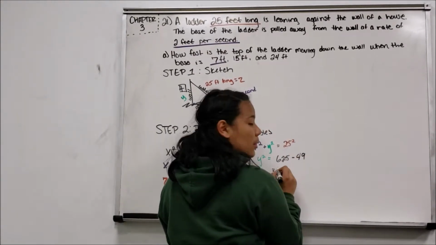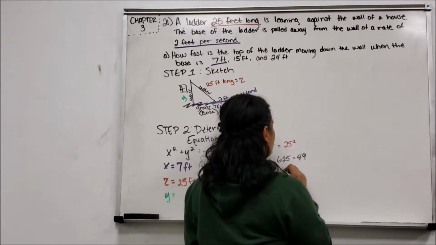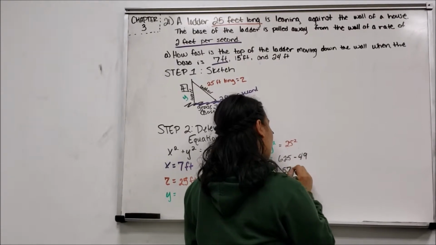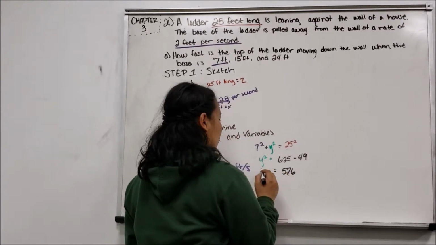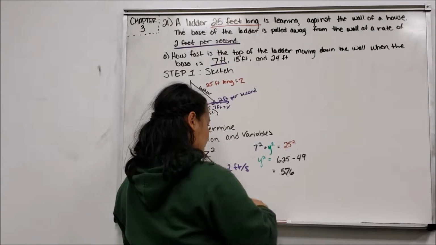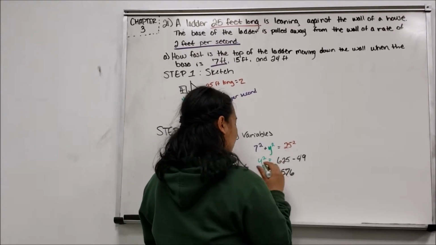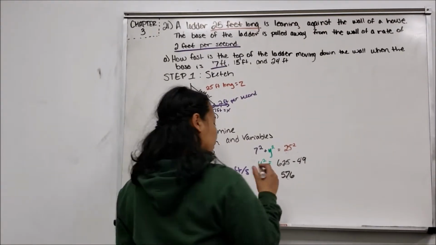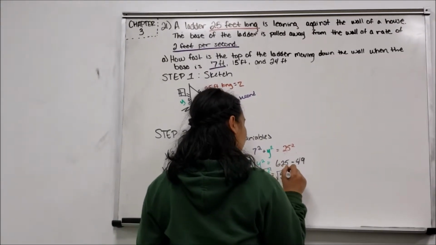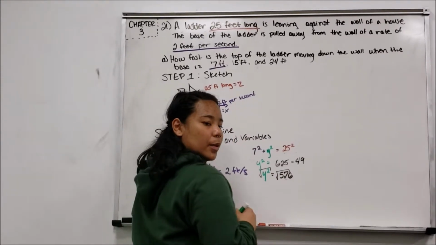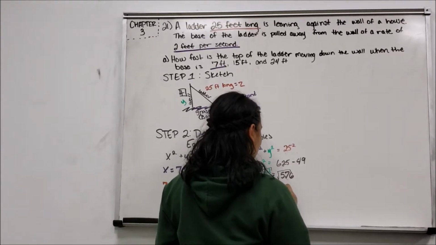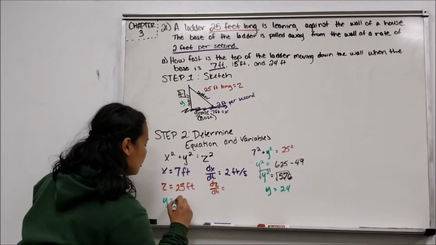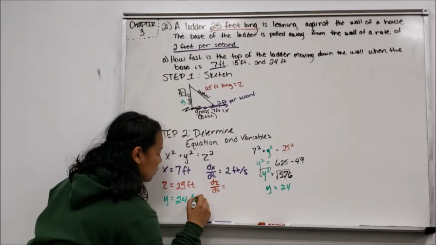And that will give me 576, my bad, 576 equals y squared. And I need to get y by itself, so I'm going to take the square root of both sides. And that will give me y equals 24. So now I know what my y is, and y is 24 feet.